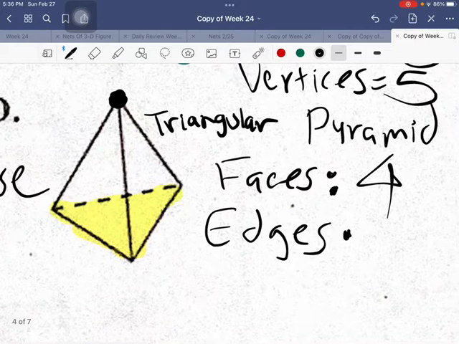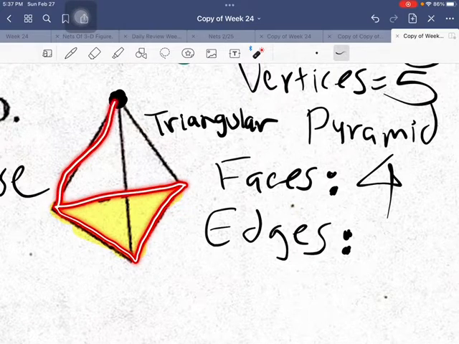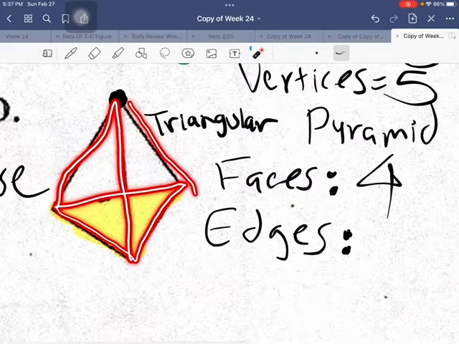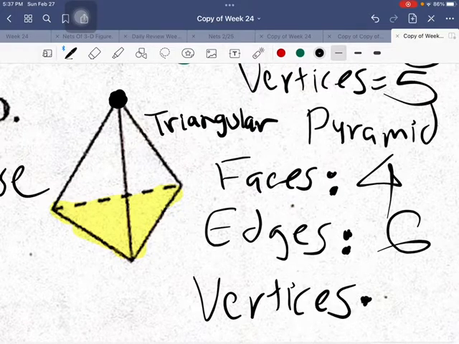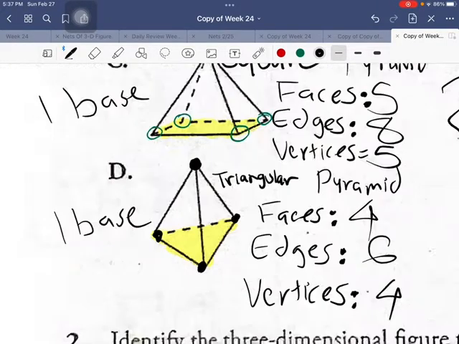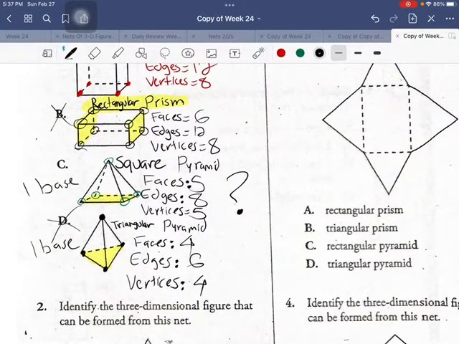How many edges? Just to check. Bueno, vamos a checar. 1, 2, 3, 4, 5, and 6. So 6 edges. How many vertices? ¿Cuántos puntos? I think that's going to be 1, 2, 3, 4. Are we looking for 4, 6, 4? No, we are not. So our answer's C. Perfecto. Hope you got that as well.